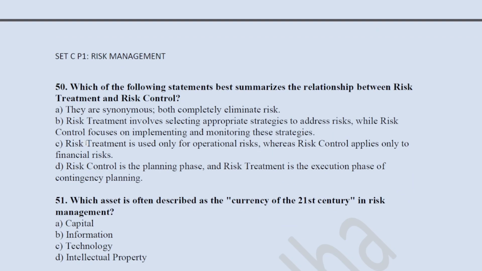Which of the following statements best summarizes the relationship between risk treatment and risk control? They are synonymous. Both completely eliminate risk. No. Risk treatment involves selecting appropriate strategies to address risk, while risk control focuses on implementing and controlling these strategies. Yes. Risk treatment is used only for operational risks. No. Risk control is the planning phase, and risk treatment is the execution phase of contingency planning. No. So the answer should be B.